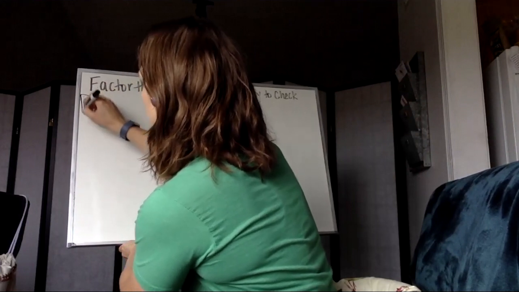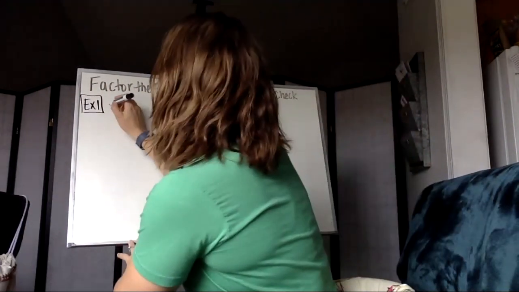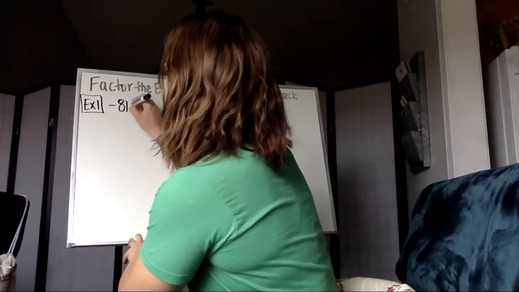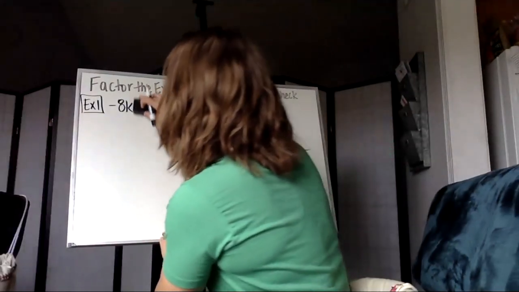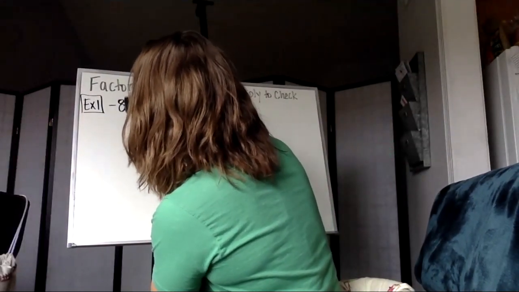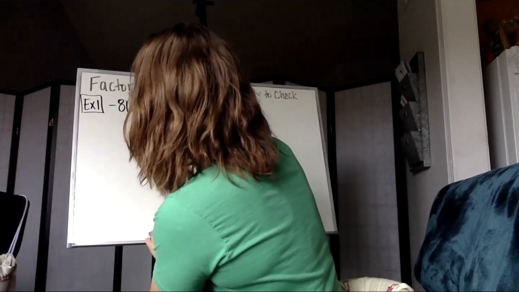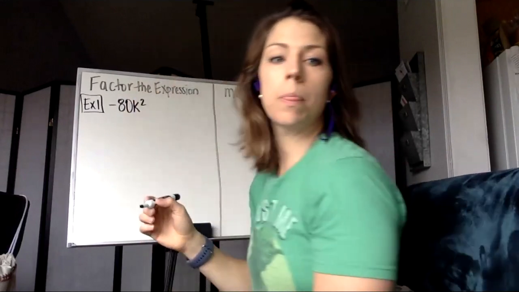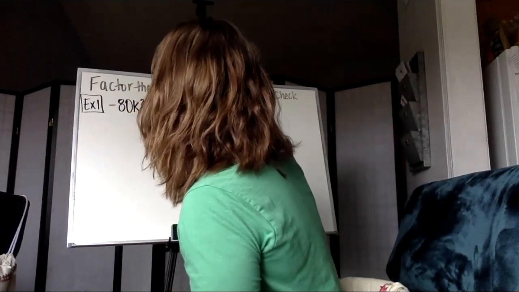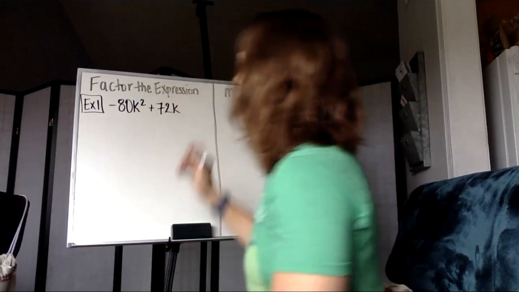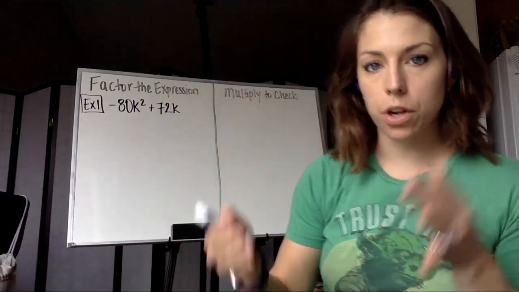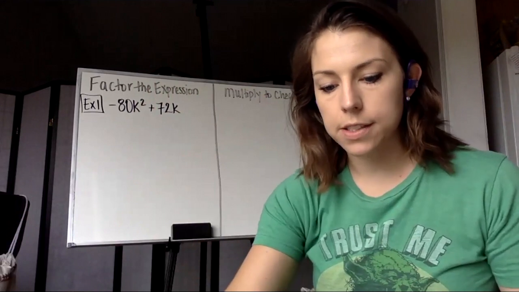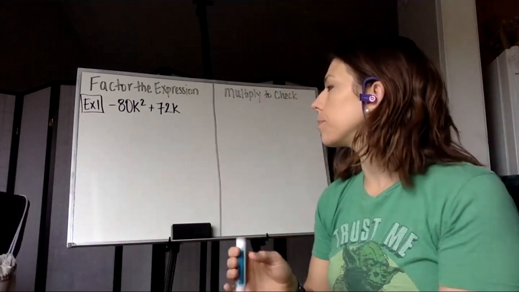factoring out GCF. Looks like negative 80 k squared. Oops, that's negative 8. Negative 80 k squared plus 72k. All right, for this part, we are doing GCF factoring, which means you find the greatest common factor of both terms, write them both as products, and then factor out that common term.